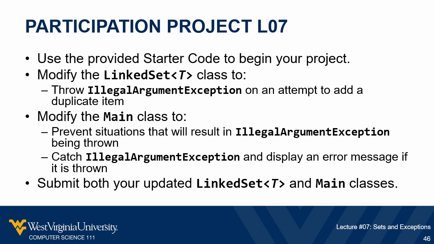I want you to also modify the main class, and there are 2 things you need to handle. One of them is that you're going to have to catch IllegalArgumentException if it gets thrown, and in that case I want you to display an error message. But I'd like you to avoid having that exception be thrown in the first place. I want you to do some checks to prevent the situations that will result in IllegalArgumentException from being thrown at all. When you turn in this code, you should submit both your updated LinkedSet and main classes.